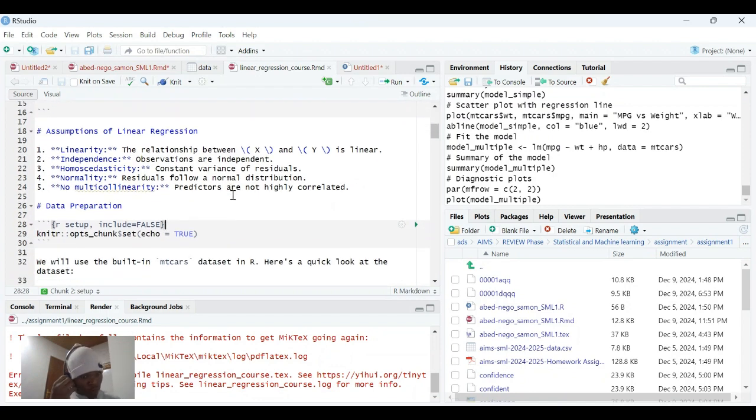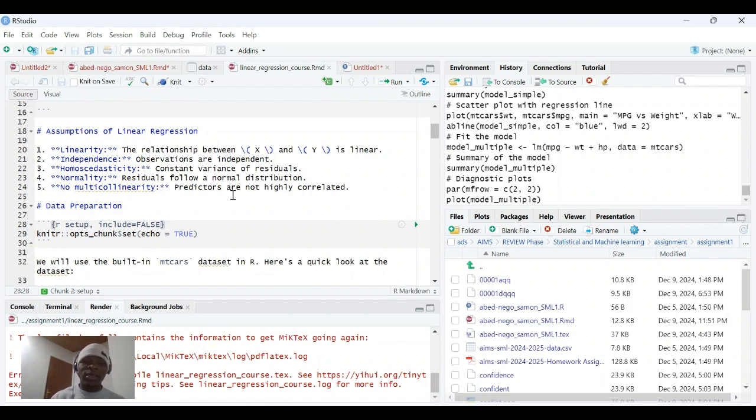First of all, we assume that we have a linear relation between x and y. The second thing is independence. The observations are independent, meaning that the second observation does not depend on the first observation. So each line of our observations is independent.